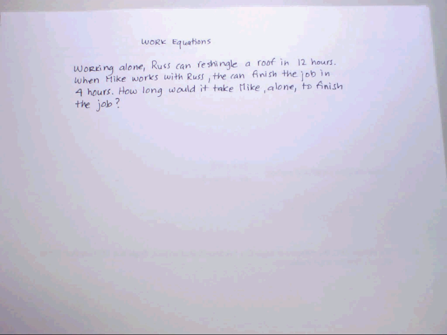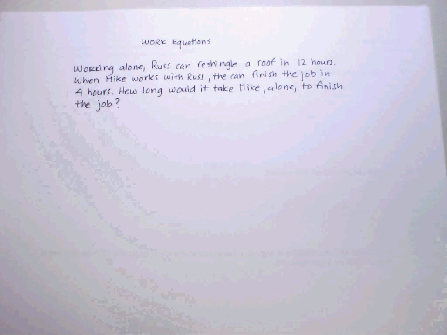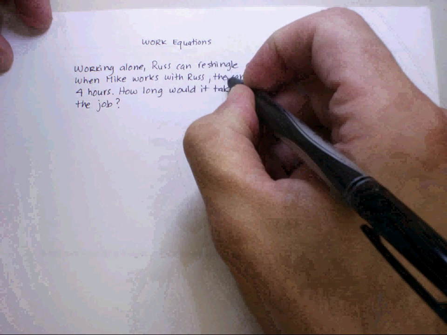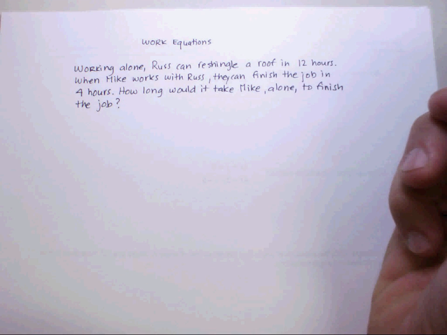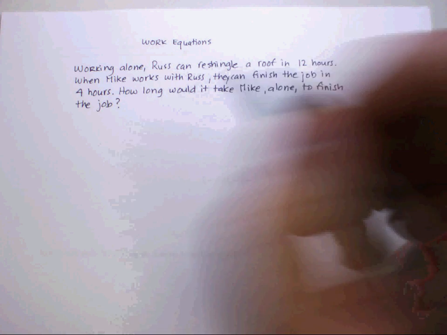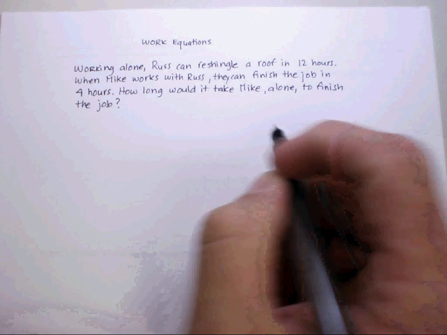So let's take a look at this particular example. It says, working alone, Russ can reshingle a roof in 12 hours. When Mike works with Russ, so when they work together, they can finish the job in 4 hours. How long would it take Mike, working alone, to finish the job?